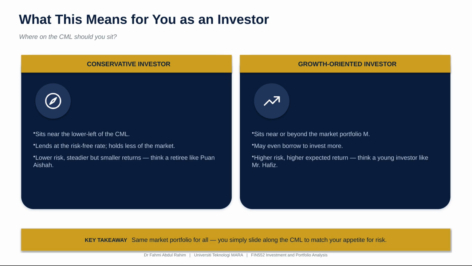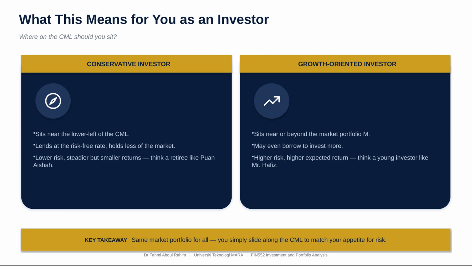Let us make the separation theorem personal. Where exactly should you sit on the capital market line? It depends entirely on your appetite for risk, and there are two broad types of investor. On the left is the conservative investor. This person sits near the lower left of the CML. They lend some of their money at the safe risk-free rate and hold less of the risky market portfolio. The result is lower risk with steadier but smaller returns. Think of a retiree like Puan Aisha, who cannot afford big losses and values stability above all.